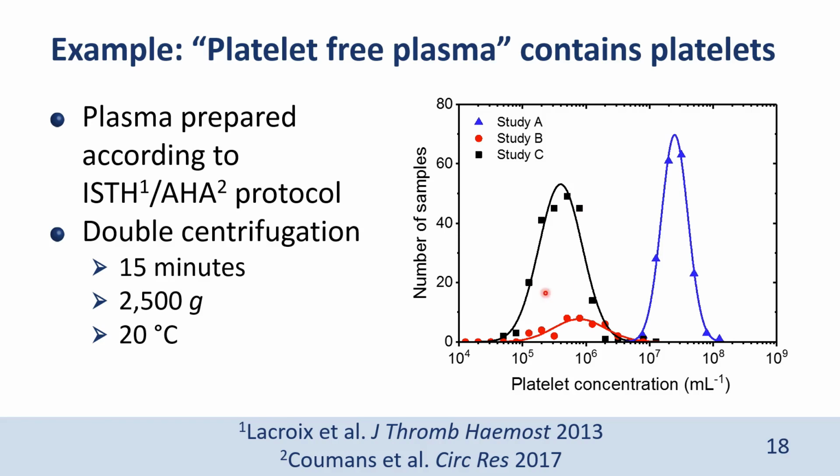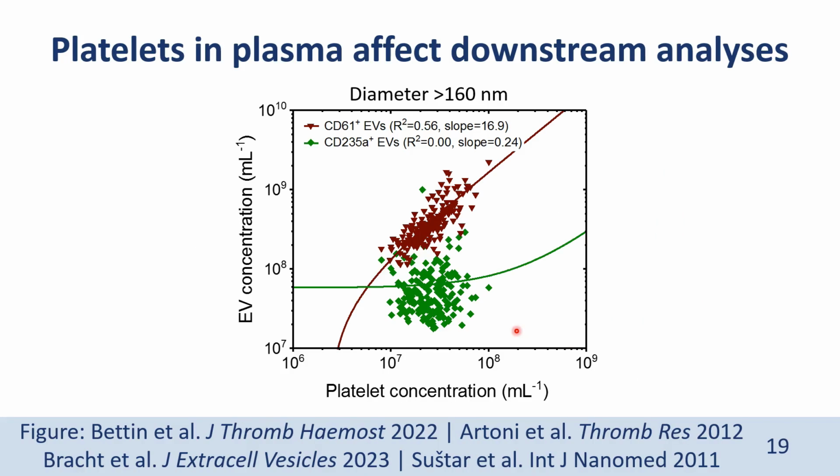And as you can see, there are 2 things striking. First, 3 studies using the same protocol resulted in different platelet concentrations in this plasma. Secondly, this platelet concentration is not so low at all. It exceeds at least 100,000 platelets per milliliter. Is this a confounder? Yes, it is.